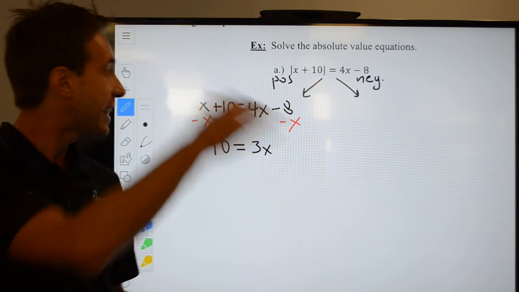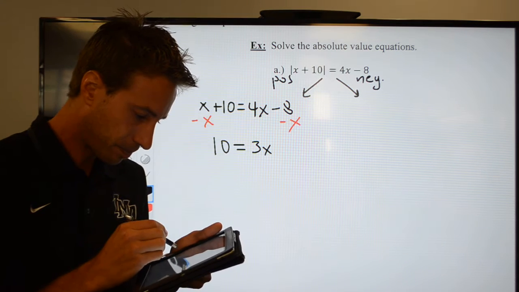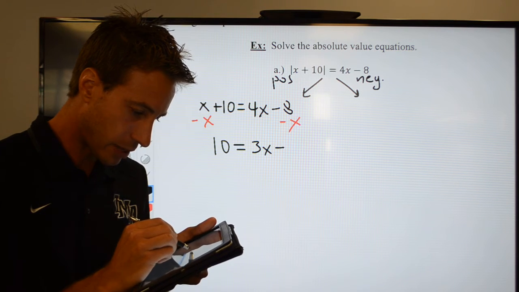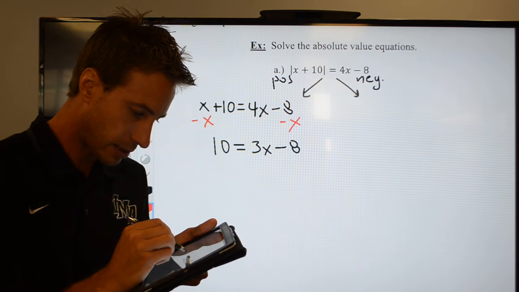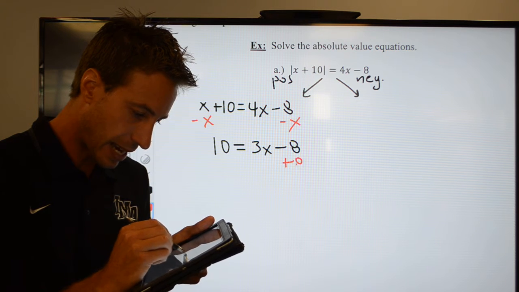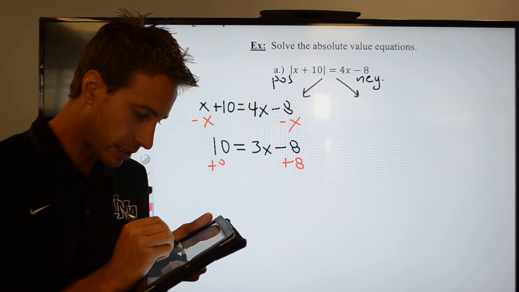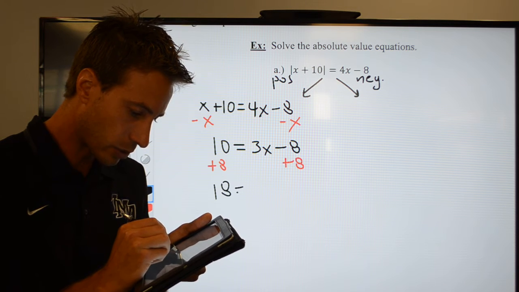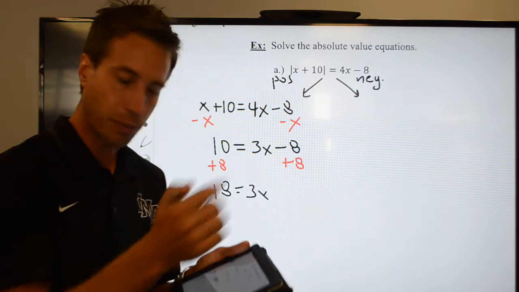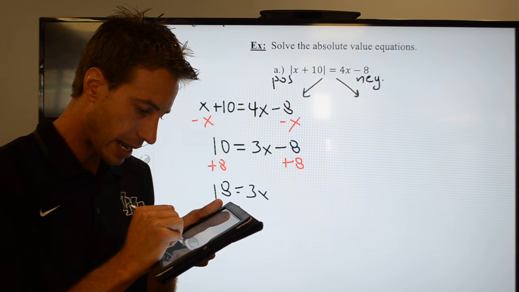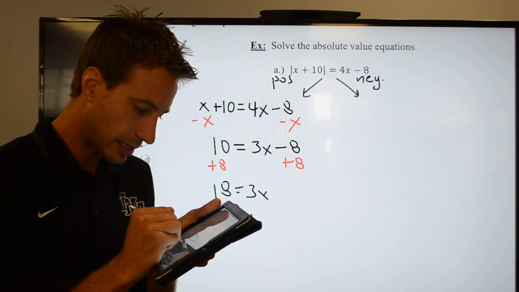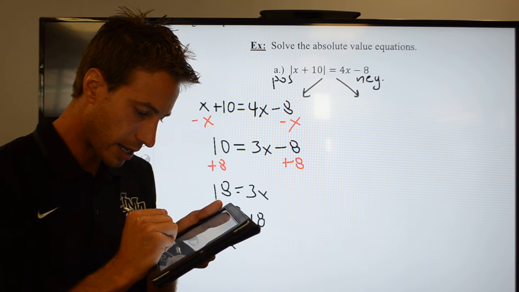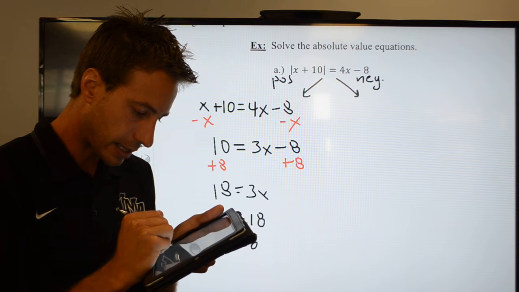Let's go ahead and add the 8 to the other side. I've got my minus 8 here. We'll go ahead and add it to both sides. Once again, that's going to help me keep positive numbers. So now I have 18 is equal to 3x. Symmetric property to flip it: 3x is equal to 18. Divide by 3, I get 6.